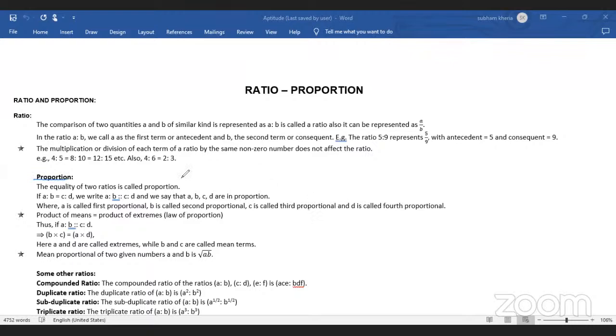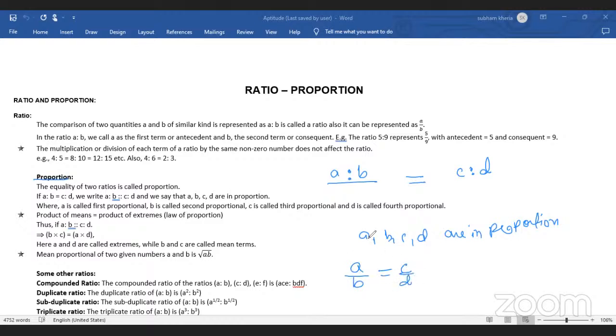Then we come to proportion. Now, what is a proportion? Proportion means equating two ratios. A is to B is one ratio, C is to D is one ratio. When I'm trying to equate them, that is, A is to B is equal to C is to D, then I'm saying that A, B, C, D are in proportion. What does this mean? This directly means that A by B is equal to C by D. The two fractions will be the same.